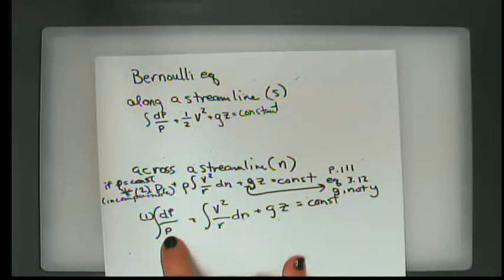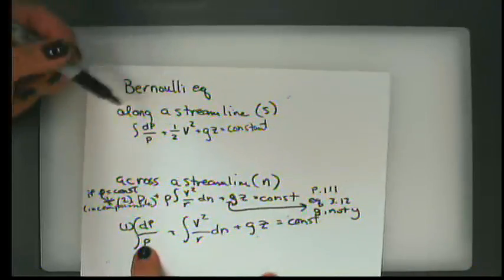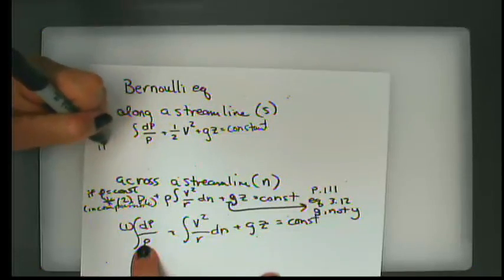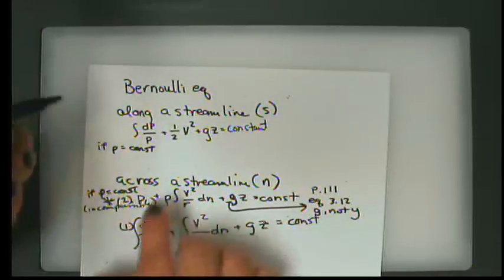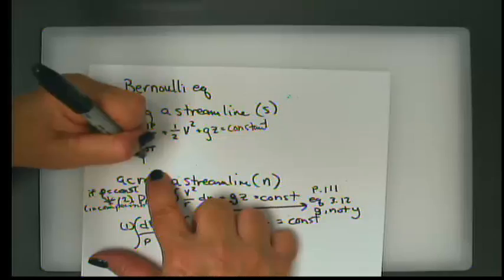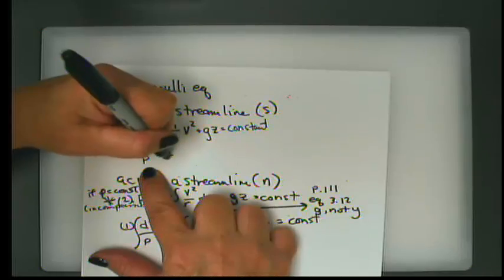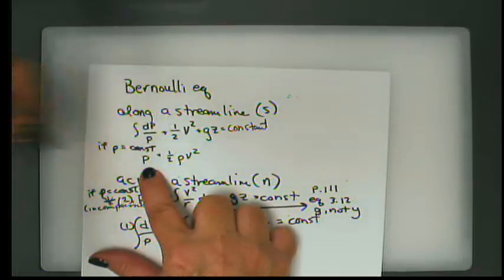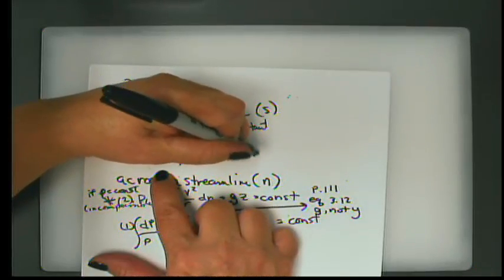Okay, because what happens if rho is incompressible? Rho comes out, and this just integrates to delta P over rho. All right, so same here. If rho is constant, same thing happens. And the Bernoulli equation in that case will simplify to P plus 1/2 rho v squared plus gamma times z is equal to a constant.